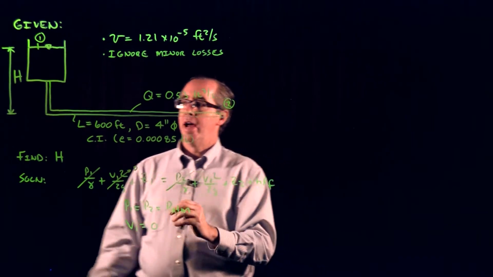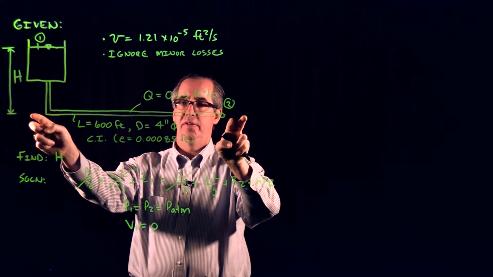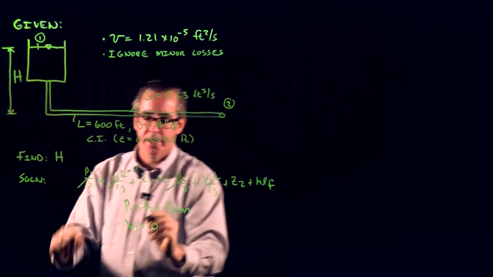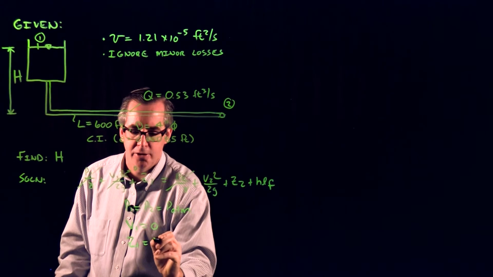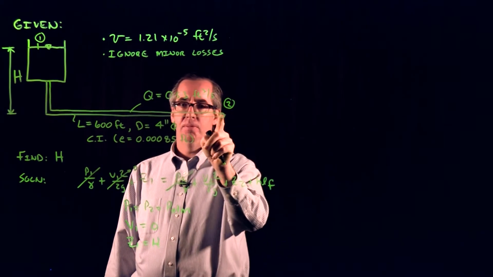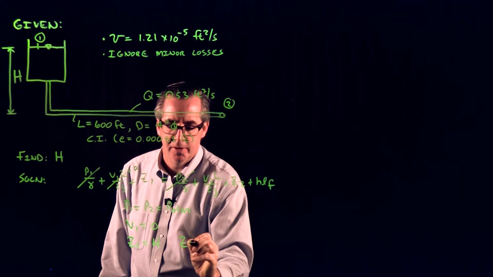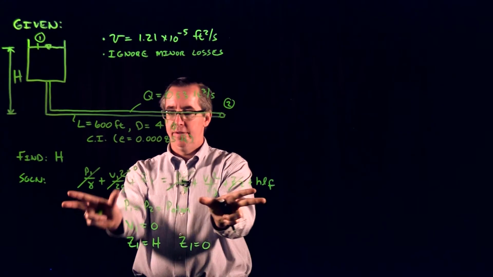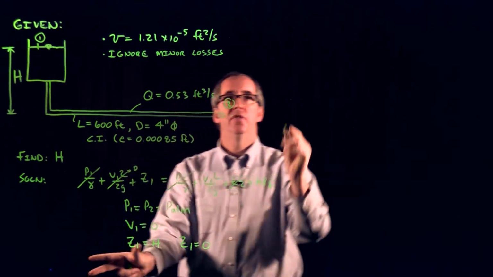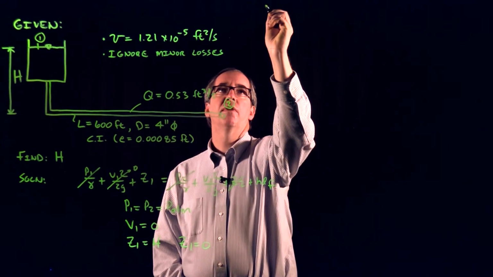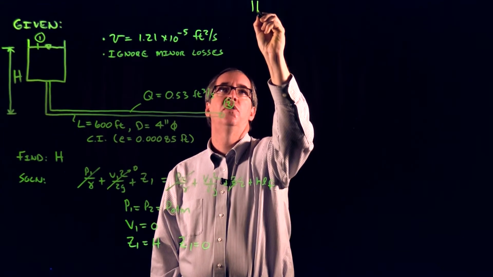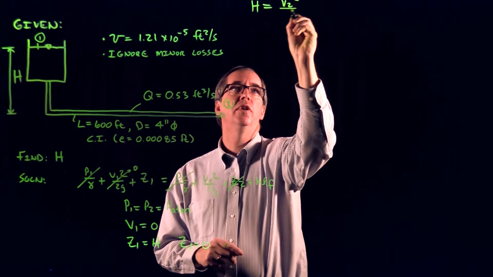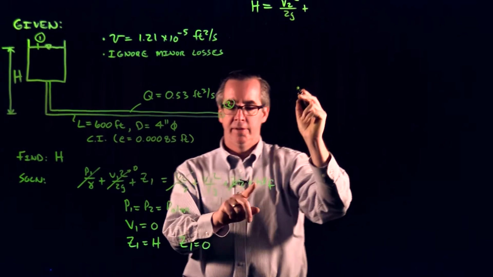Okay. Now, if we use this pipe here as the datum, the reference point, what that means is the elevation of point 1 would be h, and the elevation of point 2 would be 0. Okay, so we'll have this out. So if I take this equation now, based on these observations, and I rewrite it, what I have on the left-hand side is h is equal to V2 squared over 2g plus the head loss term.